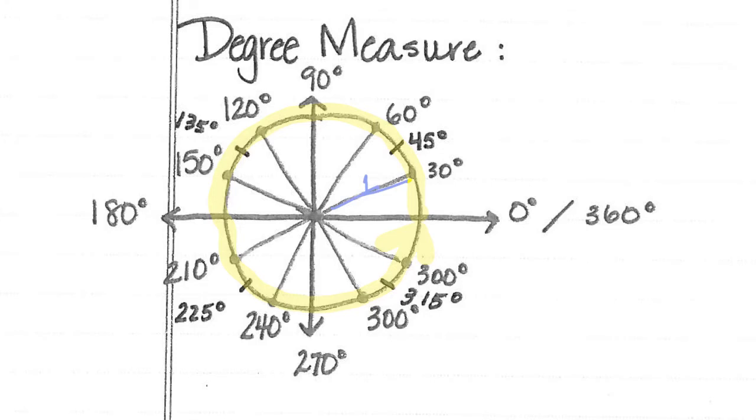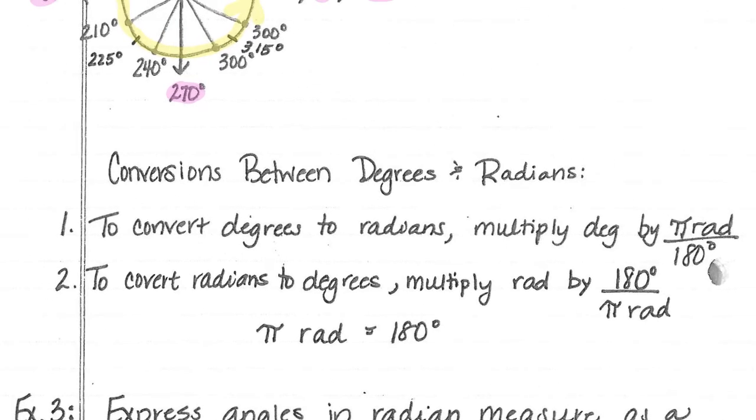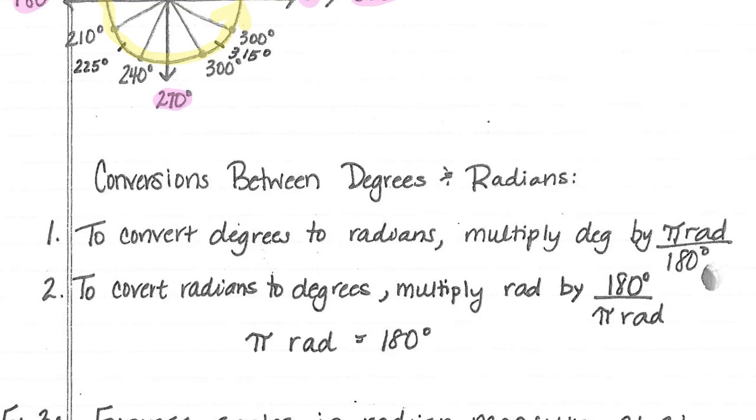So our important measures, or what we would call our non-angle angles, and you'll see why we call those that, are 0, 90, 180, 270, and back over to 360. So we will be looking at things between degree measure and radians. To convert between degrees and radians, to convert degrees to radians, we are going to multiply the degree by pi over 180. That's just a radian.